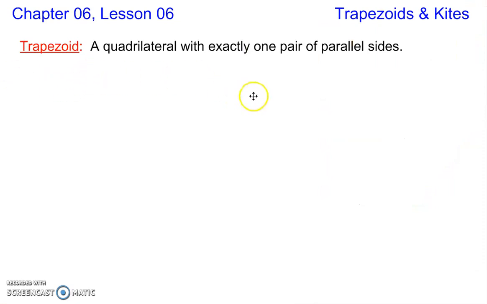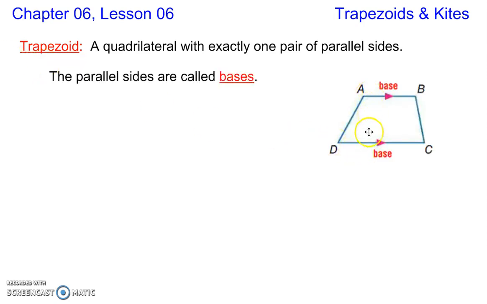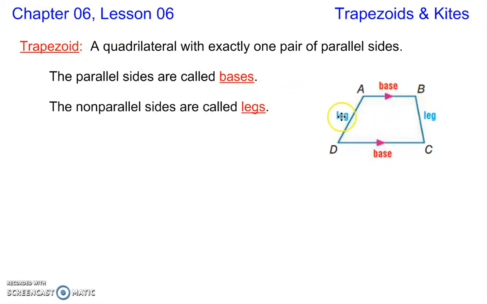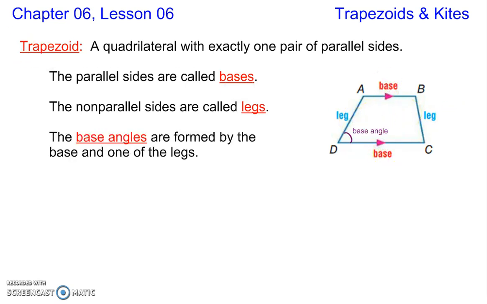A quadrilateral with exactly one pair of parallel sides is called a trapezoid. So these two, the two bases, are parallel. The other two are called legs. So the parallel sides are bases, and the other two, the non-parallel ones, are called legs. The base angles are formed by the base and one of the legs.